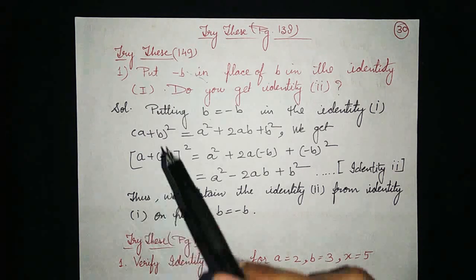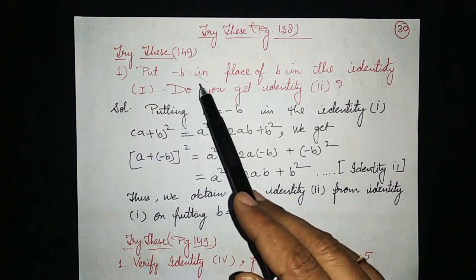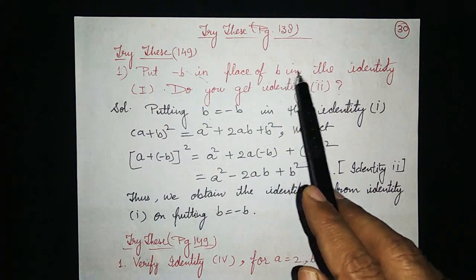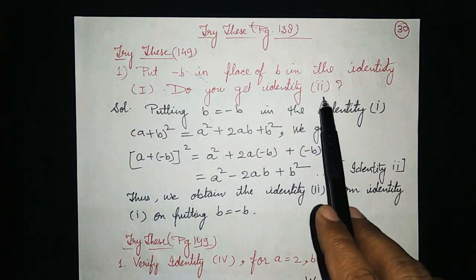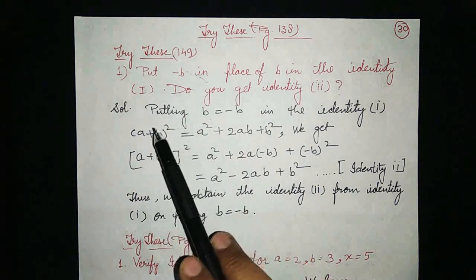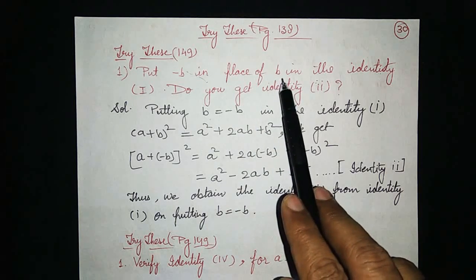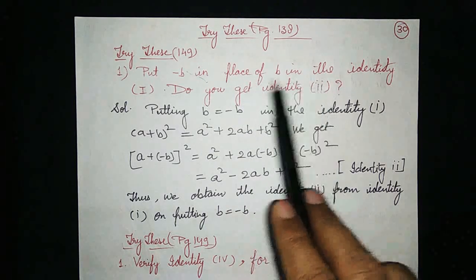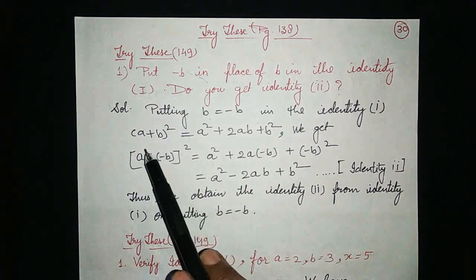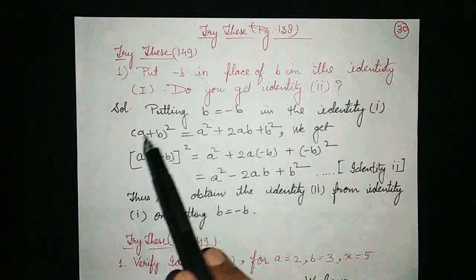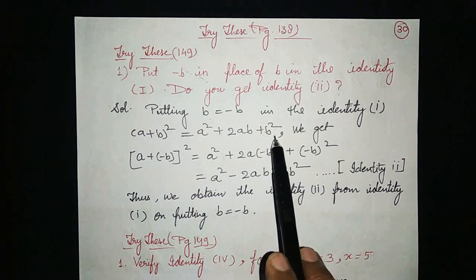Now see the question 1 of try these page 149. Put minus b in place of d in the identity first. Do you get identity second? Here you will use minus b for this b. For identity 1, just now I have told you, identity 1 is (a plus b) whole square is equal to a square plus 2ab plus b square.